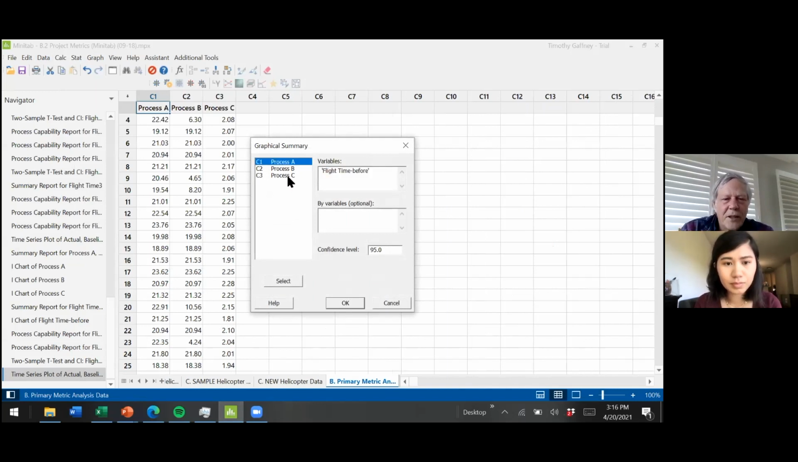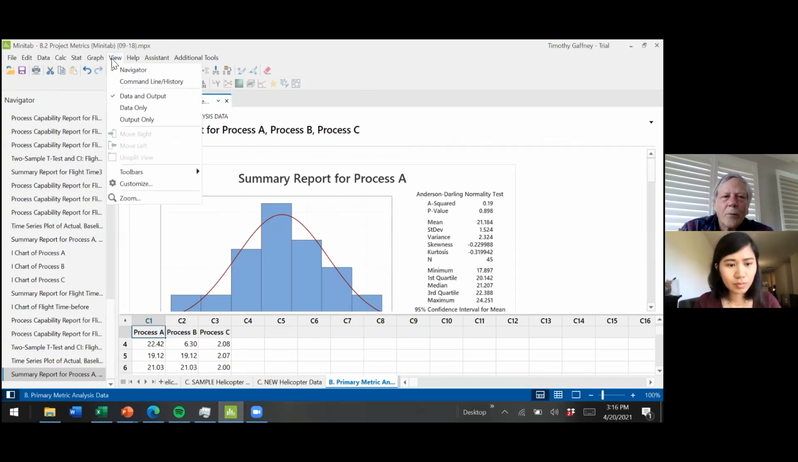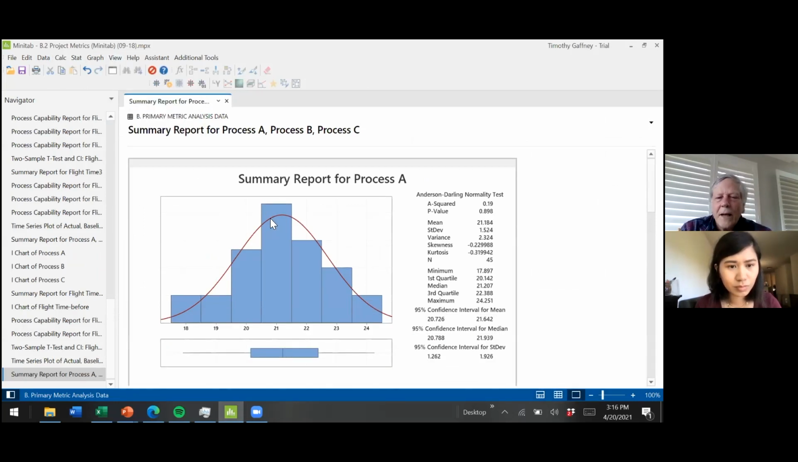So we're going to pick process A through process C, and select those, and say okay, view output only. Now, we haven't gone over this a lot, but the normality test, the Anderson-Darling test, is such that if you have a very low P, the process is not normal. If your P is 0.05 or less, not normal. But if it's over that, you're normal. With the graphical summary, we look at both the numbers and the pictures.